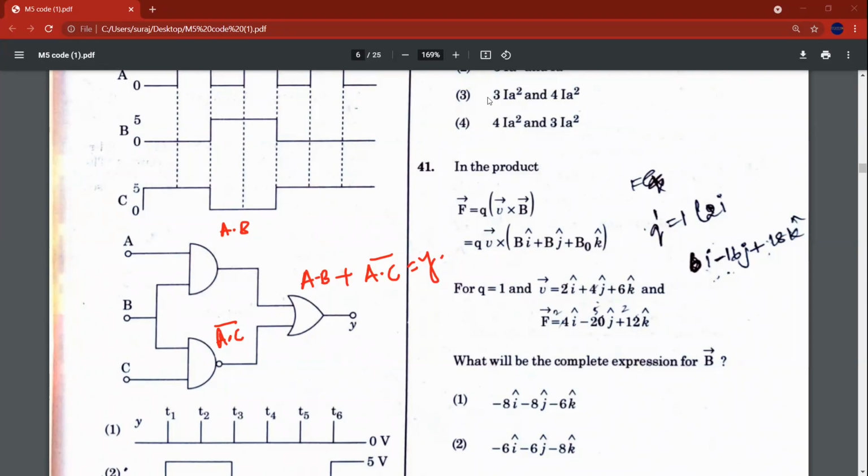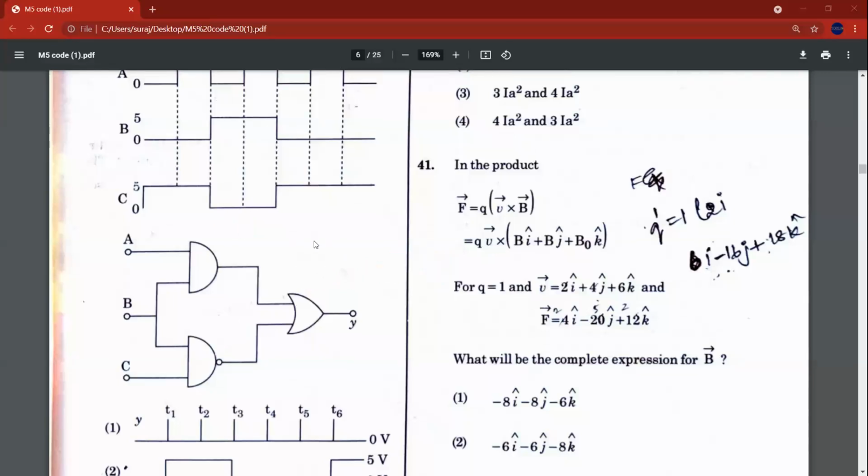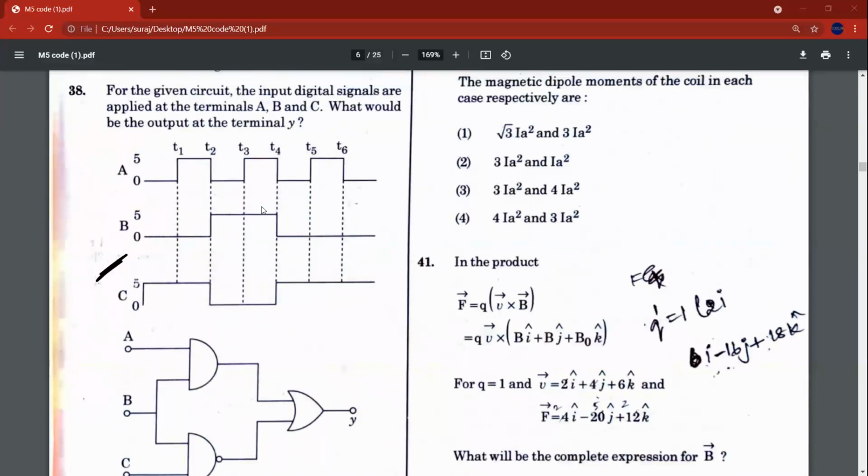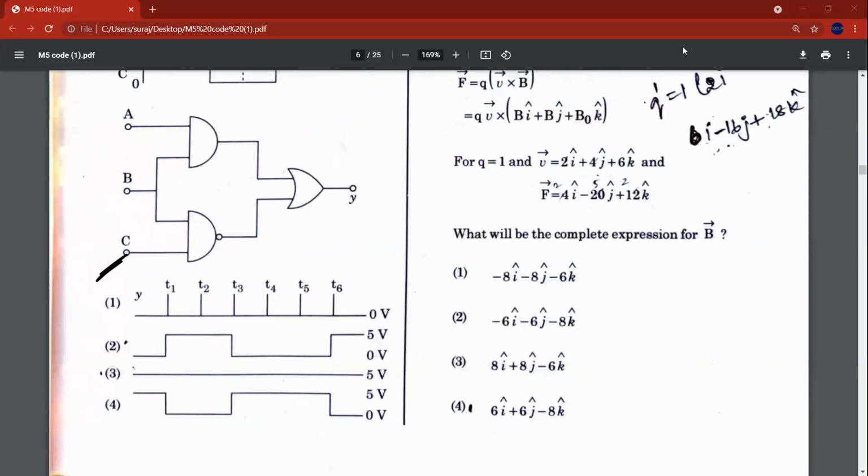Here you should put all the values now. At last you'll get the third option. At least two values you should keep, the first value and the second value. You can try for 3 values. If you keep 3 values, you'll get the correct answer. So option 3 will be correct. 38, 3 will be correct, please.